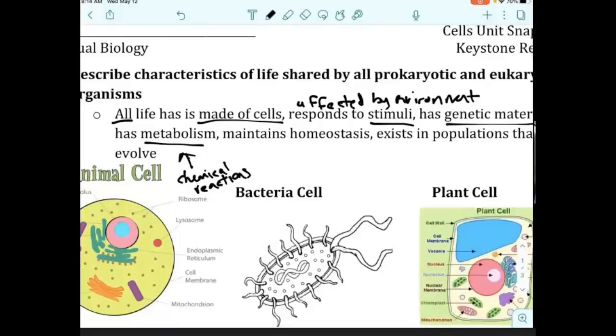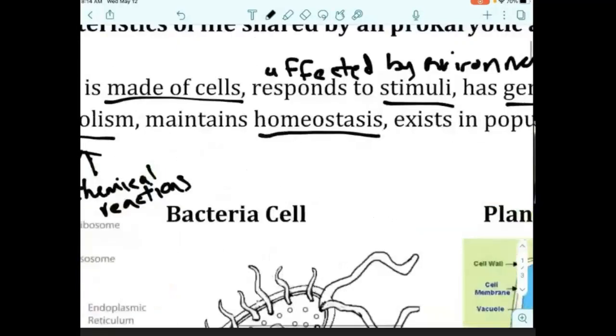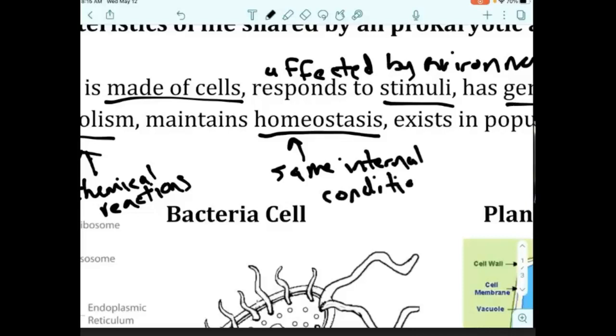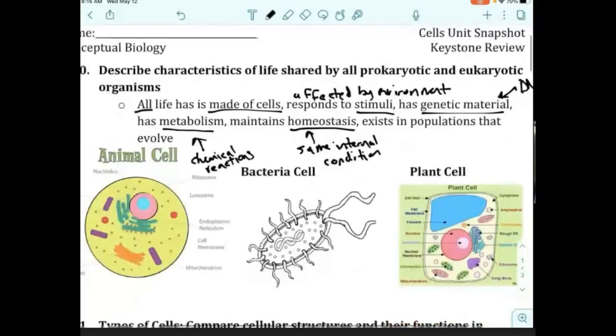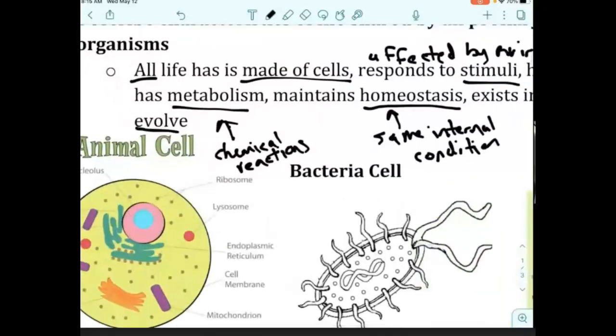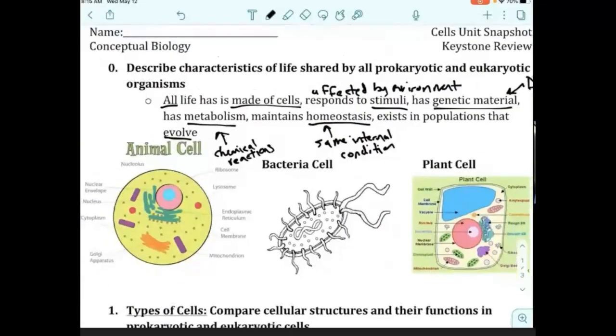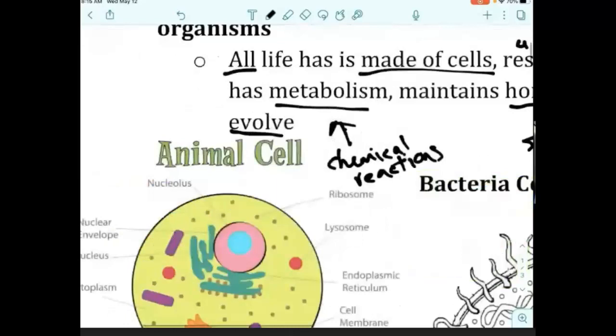All life maintains homeostasis. Remember, this means keeping the same internal conditions, like our body temperature. We always want our body temperature to be around 98.6 degrees Fahrenheit, right? That's an example of homeostasis. And then lastly, all populations, so when we talk about evolution, remember, it's not just individuals, but all populations evolve. And what that means is they change genetically with time.